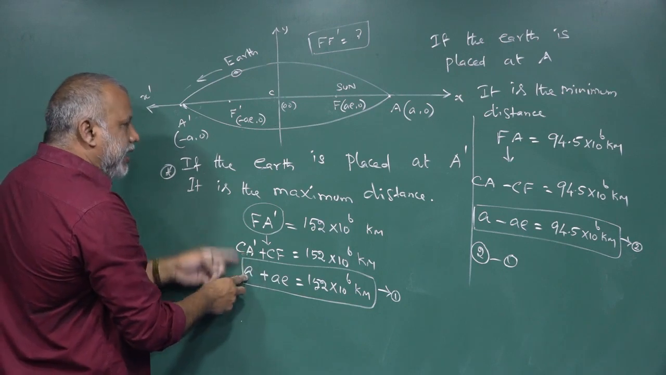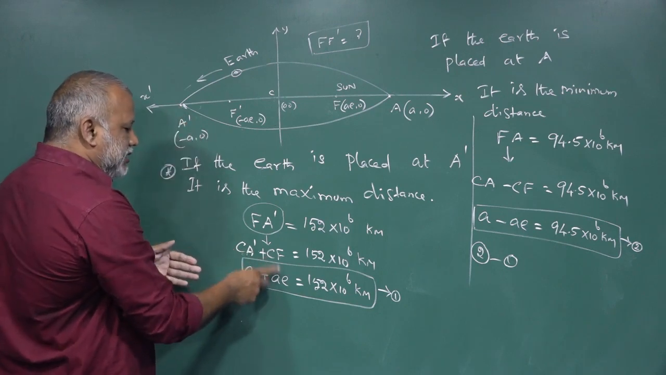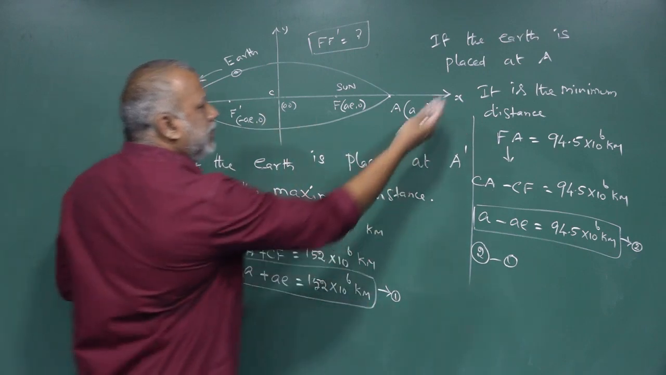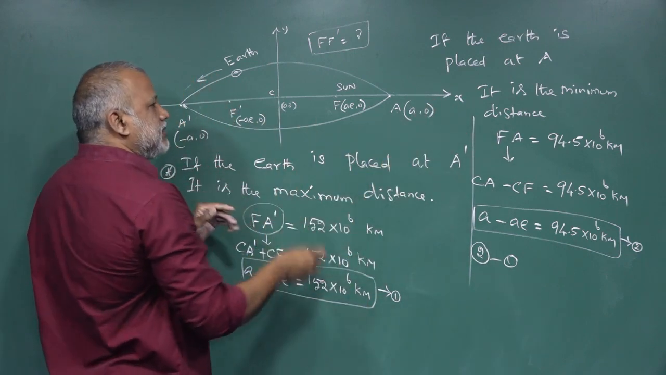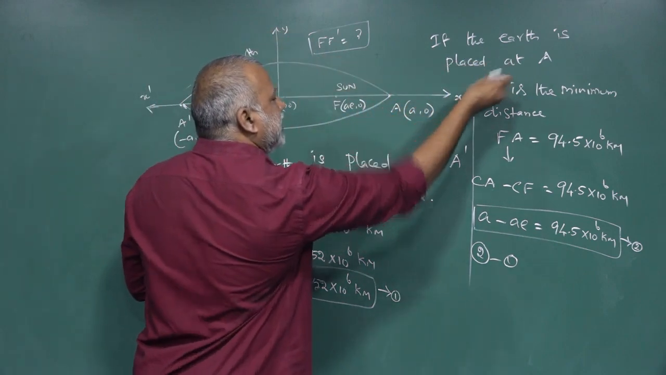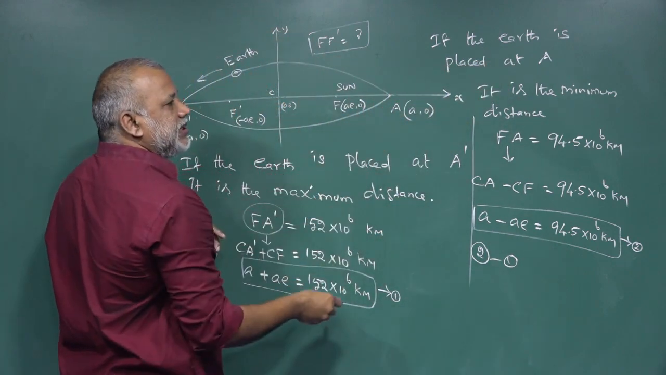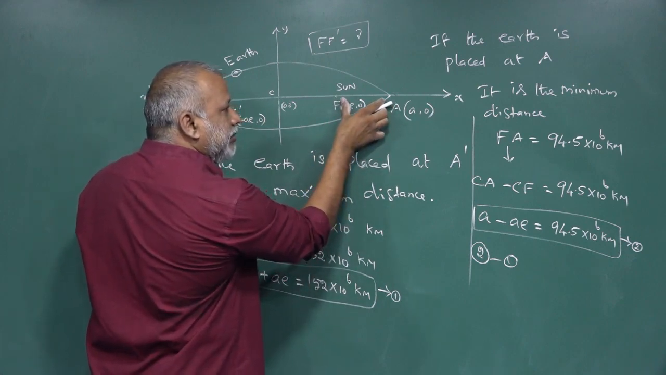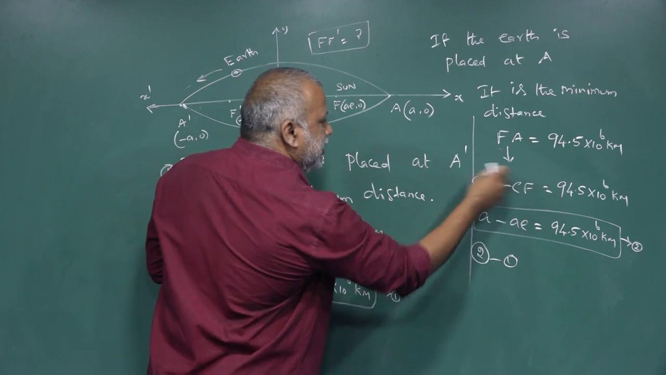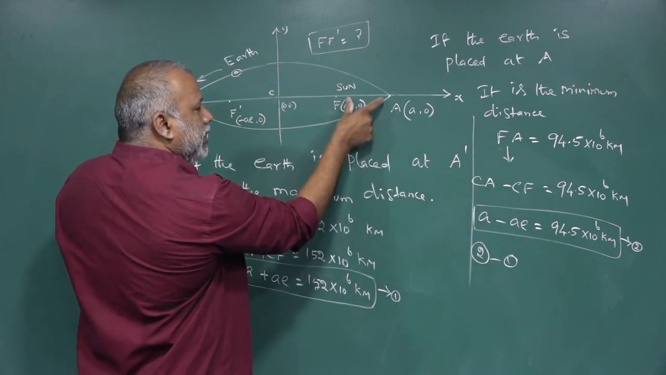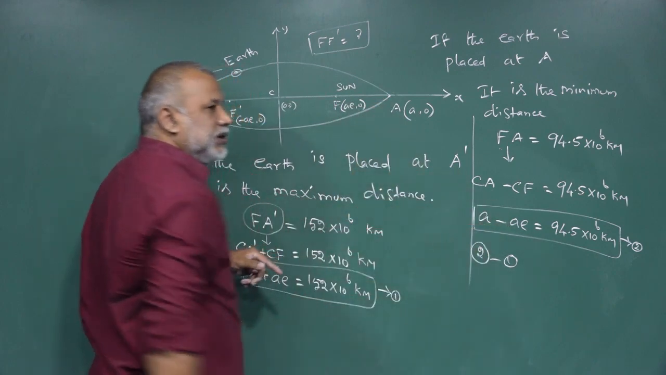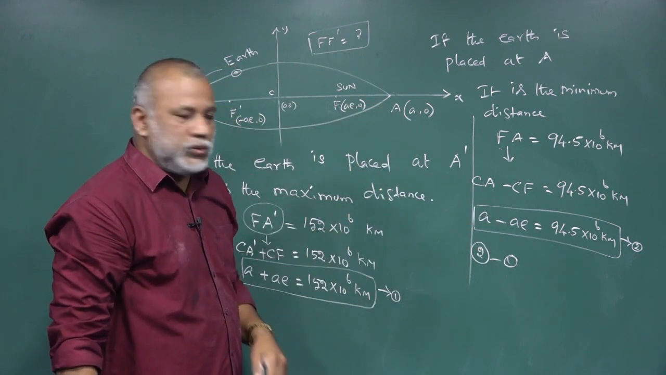What is the value of CA dash? That is A. CF is AE. So use it. Another one: minimum distance, that is the shortest distance. If the earth is placed at A, it is the minimum distance. Use this FA. So FA can be split from the center as CA minus CF. Use it. So say that is equation number 2.